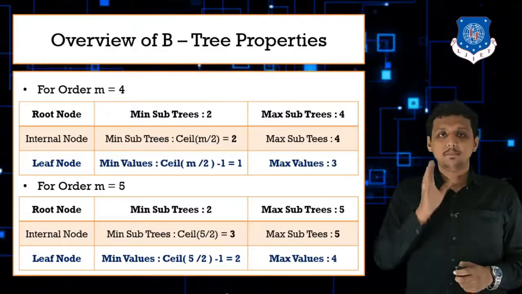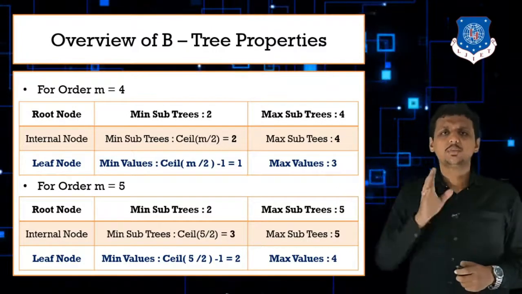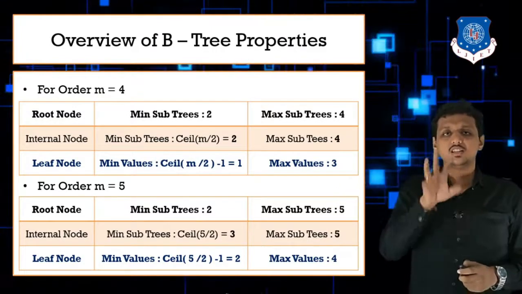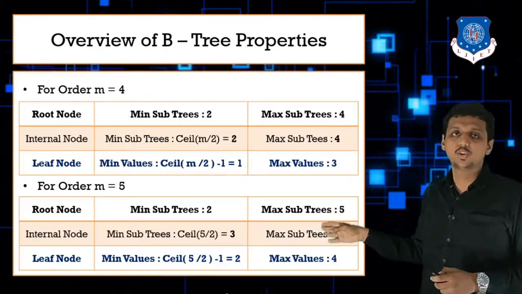Root node must contain minimum subtree is 2, maximum subtree is 5. Internal node must contain minimum subtree is 3. Just put your formula over here. Put m is equal to 5 in this formula and get your answer.